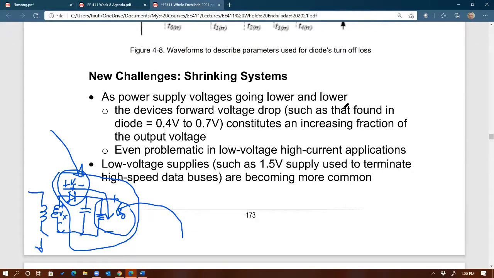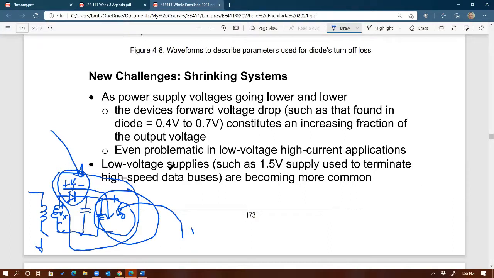That's what we are seeing nowadays: our load output voltage right here is getting lower and lower. That's becoming a trend, that the output voltage now is getting lower and lower. And that poses a problem with this drop across the diode. So low voltage supplies are becoming more common nowadays.